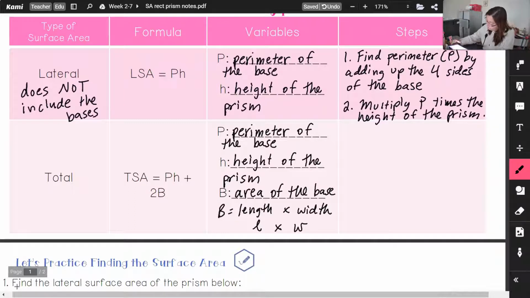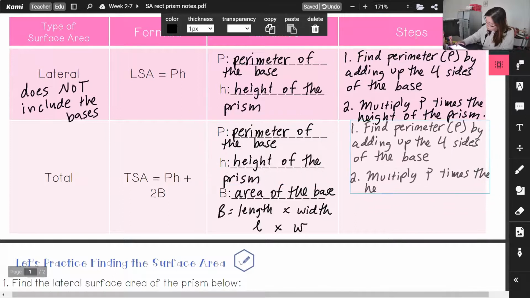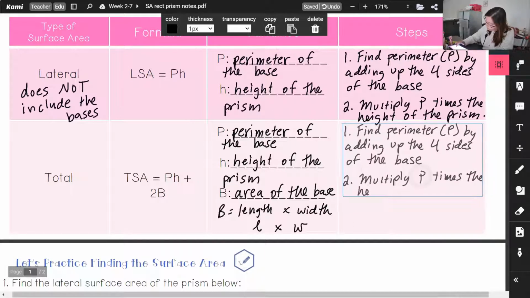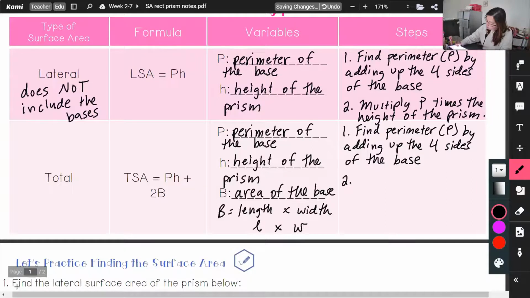Step 1 is the same. So I'm going to copy paste this part. We're going to find perimeter. Find perimeter by adding up the four sides of the base. This part is different. Find area of the base.